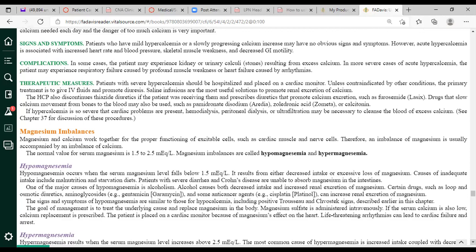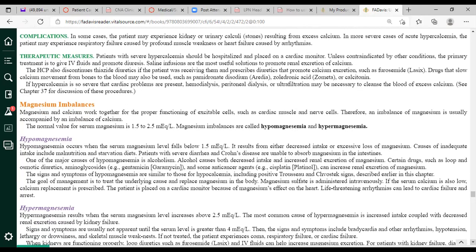Okay. And with a patient who is experiencing hypercalcemia, the physician may actually put them on some type of restrictions with calcium, and the physician may give the patient some type of diuretic to actually increase urination, so the patient can actually lose the calcium through urination.